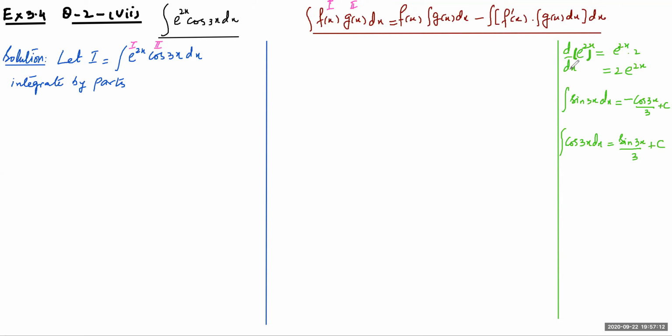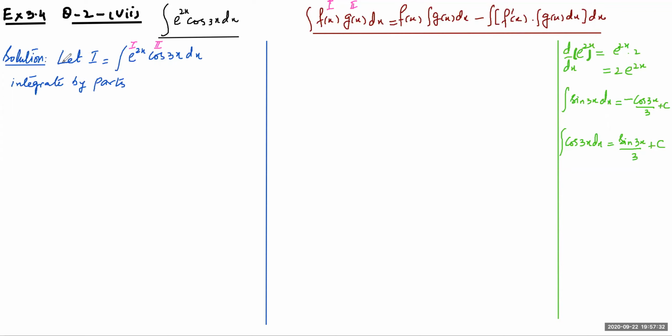The previous knowledge which we need here is d by dx of e to power 2x equals e to power 2x into 2, and you may write it as 2e2x. Integral of sine 3x dx is minus cos 3x by 3 plus c, and integral of cos 3x dx equals sine 3x by 3 plus constant of integration.